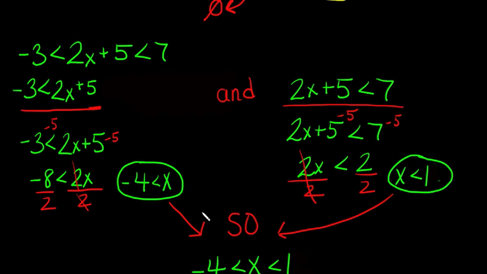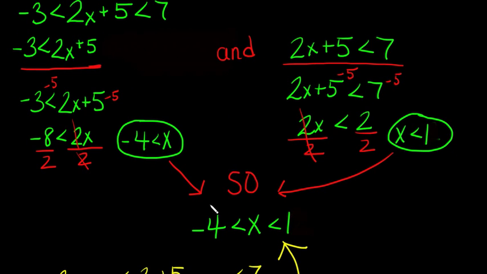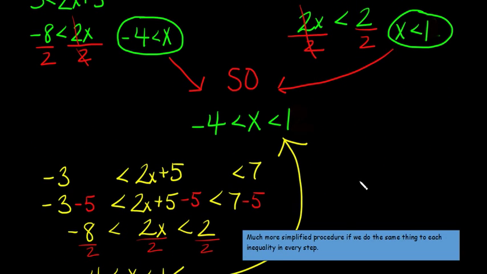So when I put these together, because they need to be put together, this and right here, I can say that -4 right here is less than x. And this is the same x right here, as long as x is less than 1. And whatever falls in between here is the solution.